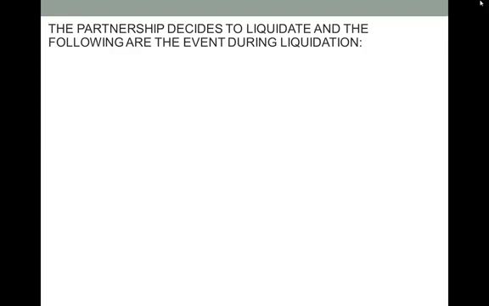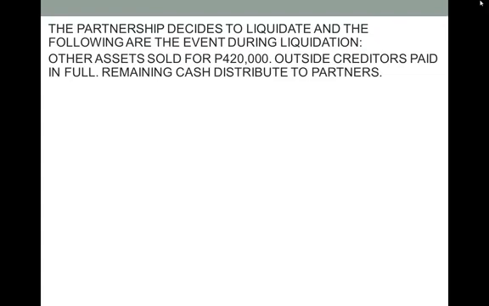Additional info for the liquidation process. The partnership decides to liquidate, and the following are the events during liquidation. Other assets sold for 420,000. Take note, pag sinabing other assets sold for 420,000, yan yung cash na marireceive mo sa pagbenta ng other assets or non-cash assets. Then, outside creditors paid in full. Kasi sa lump sum, one time, big time. Ang pagbenta, pagbabayad, and then pag-distribute. So, remaining cash, distribute to partners. Yan yung mga proceedings for lump sum liquidation.